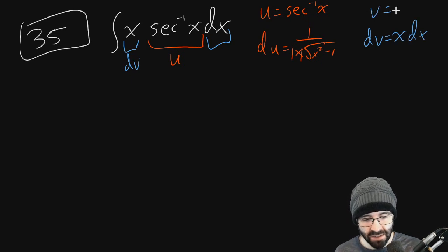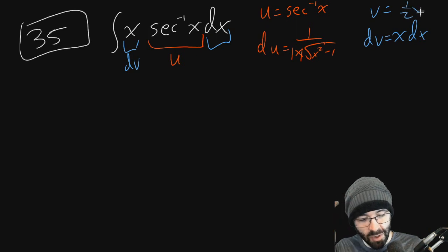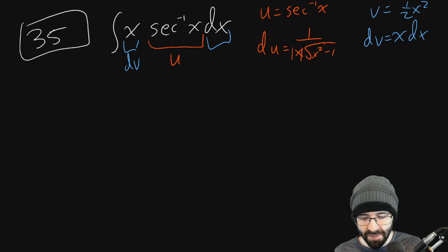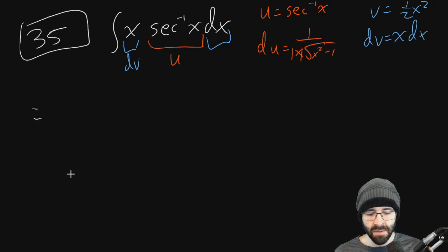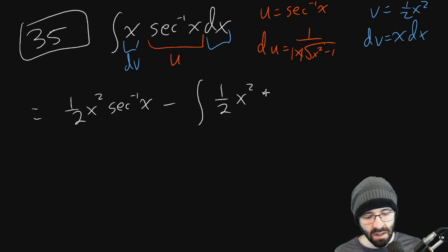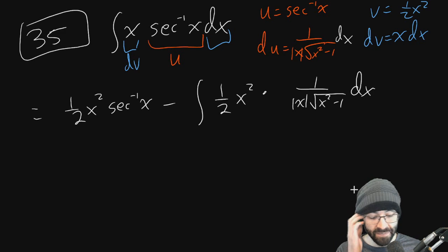So v is just 1/2 x squared. So this doesn't look great. Let's do the first step in integration by parts, see how it looks. Maybe we'll backtrack. Maybe we'll keep going. I think it'll probably work, but maybe it doesn't. We get uv, 1/2 x squared times inverse secant x, minus the integral of v du. 1/2 x squared times, this has a dx here, 1 over absolute x square root of x squared minus 1 dx, like so.